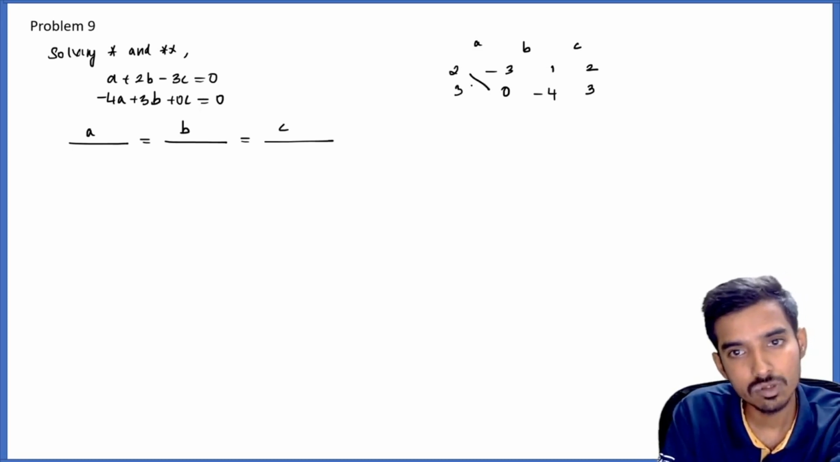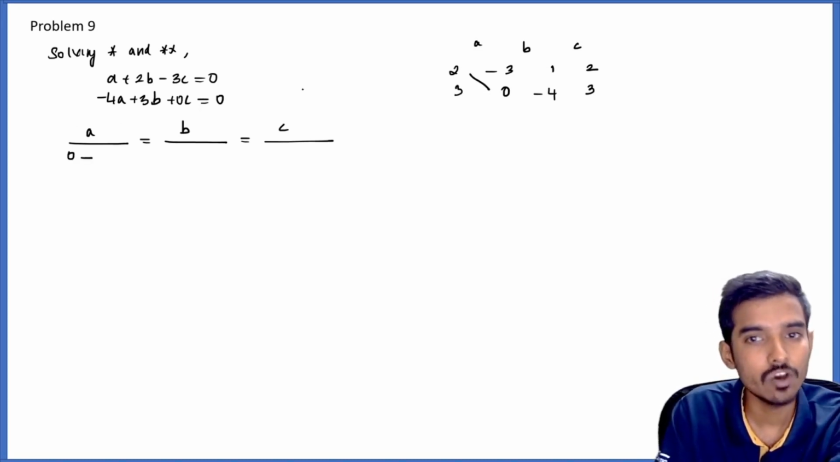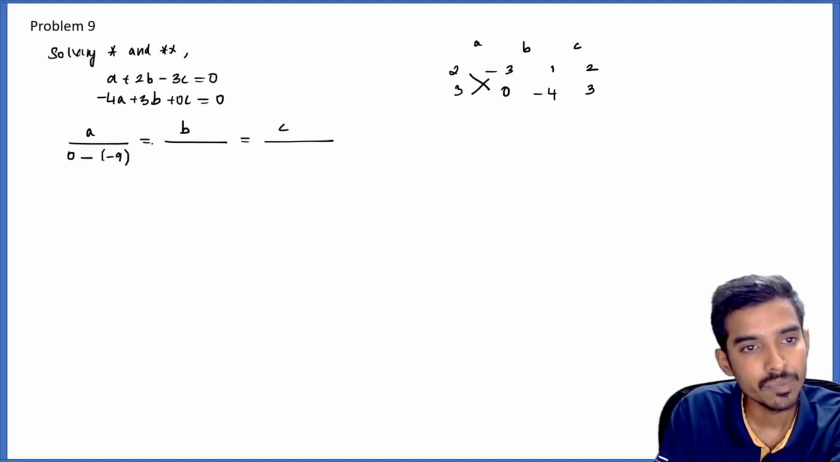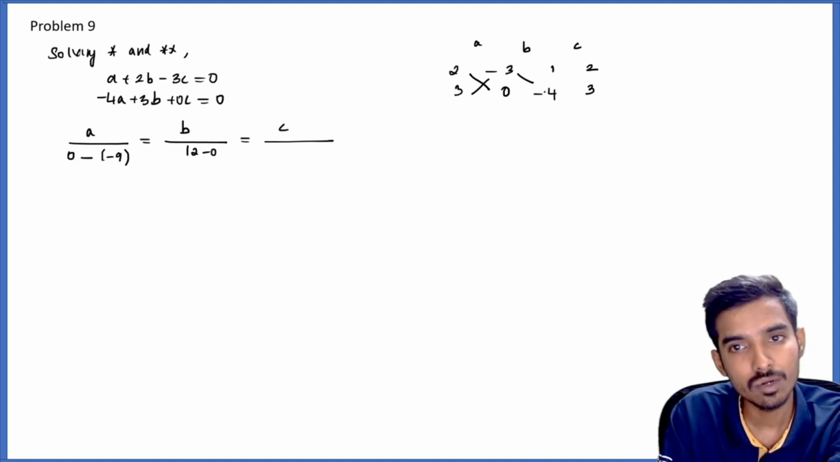Now multiply this. So 2 into 0 is 0. In between you have minus. So 3 into minus 3 is minus 9. And here we have 12 minus 0, right? 12 minus 0. And 3 minus 2 into minus 4 is minus 8. All this is equal to k.